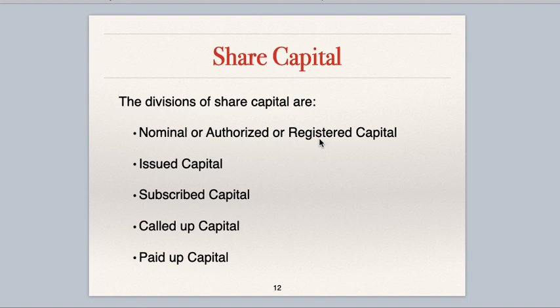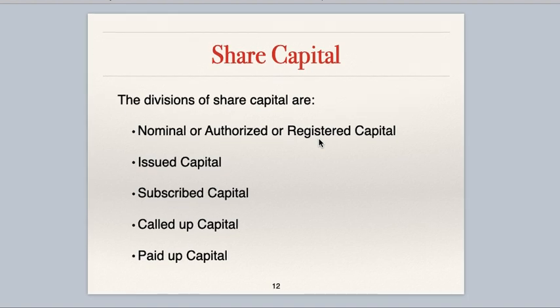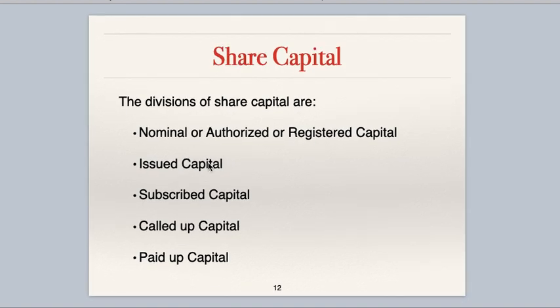Nominal, authorized or registered capital is one and the same. It is the amount of capital with which the company gets registered. It is the maximum amount which the company is authorized to raise by way of public subscription. There is no legal limit on the amount of authorized capital, but remember it is the maximum amount which the company is authorized to raise. Issued capital is the part of authorized capital which is offered to the public for subscription.